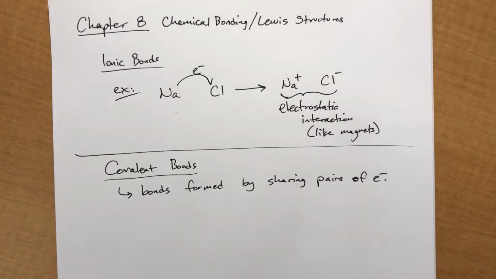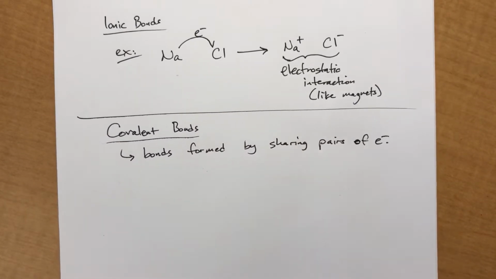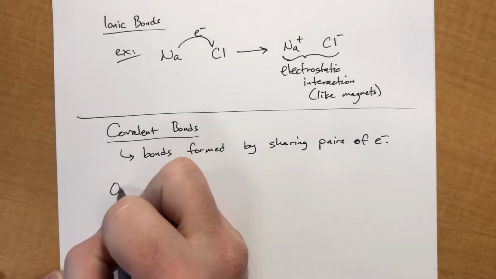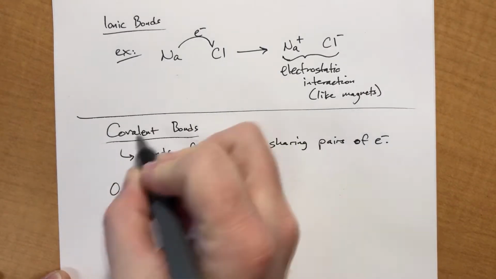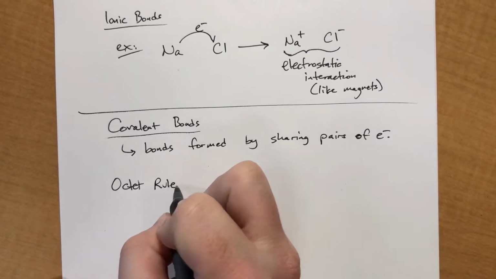Okay, so how we decide whether or not things are going to form a bond is based on something called the octet rule. The octet rule is not a perfect name for this, but it's what everybody uses, so we're going to keep using it. Covalent bonds is pretty much what the entire chapter is about. Okay, so the octet rule.